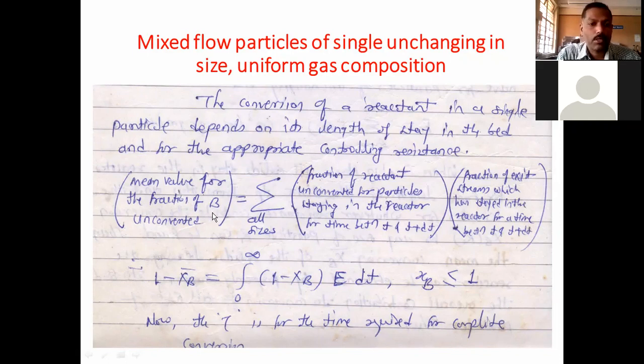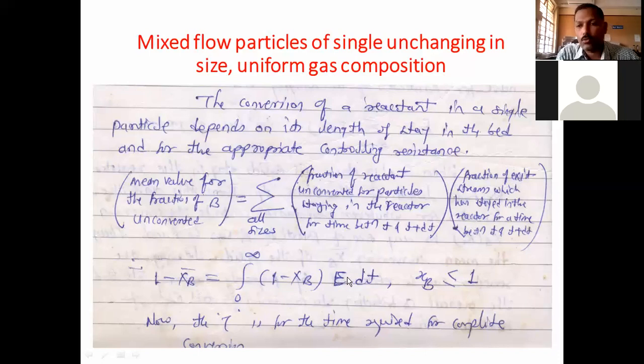So the mean value for the fraction of B unconverted, that is 1 minus xB bar, is equal to the sum of all sizes into the fraction of reactant unconverted of a particle staying in the reactor for time between T and T plus dt, multiplied by the fraction of exit stream which has stayed in the reactor for a time between T and T plus dt. With particular time changes, this fraction will change, and the exit stream fraction also changes, and this exit stream fraction is denoted by E.